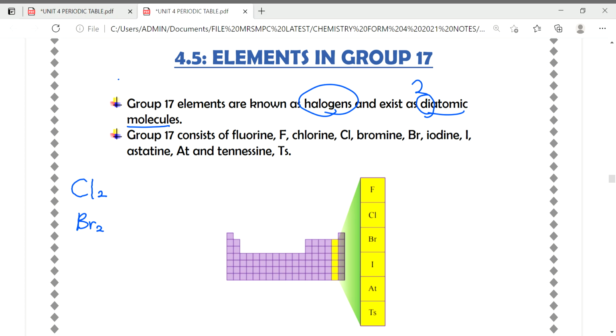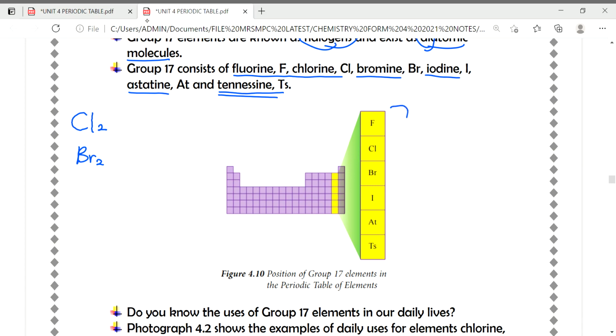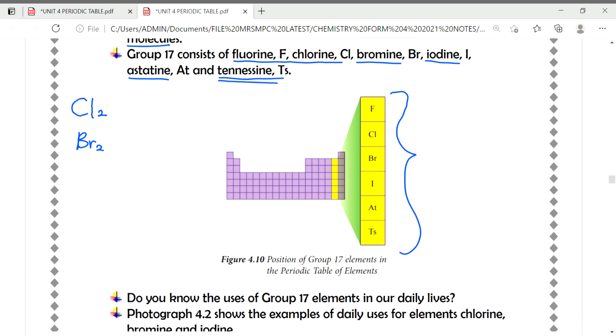Okay, so group 17 elements, ada berapa dalam group 17? They are fluorine, chlorine, bromine, iodine, astatine and tennessine. Tennessine is the new element of group 17 that has been found by scientists. It is a new element discovered by scientists baru je. So these are the group 17 elements.